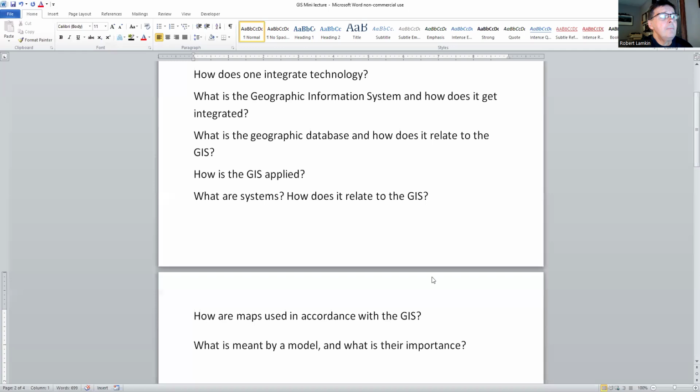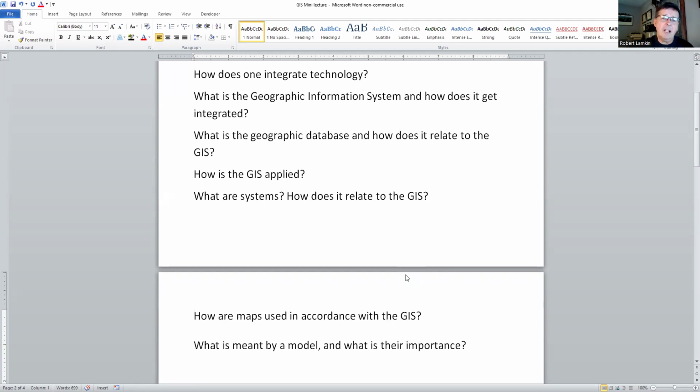So let me just share those questions for you. If you want to go back and take a look at this with some hard copy, you can do that. There we go. We're going to ask several questions in this chapter. How does one integrate technology? What is the geographic system and how does it get integrated? And what is the geographic database and how does it relate to the GIS?